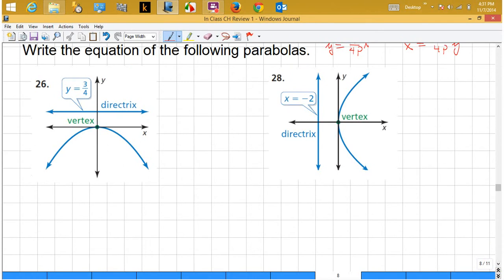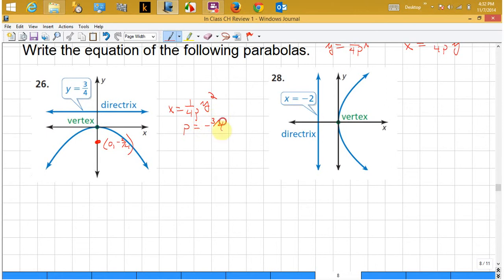So on this first problem, we can see that the parabola is opening down. So I know that this is going to be an x is equal to 1 over 4p times y squared equation. And what I need to do is find p. Well, if the directrix is up here at 3/4 away from the vertex, then the focus would have to be down this direction. And its coordinates would be 0, negative 3/4. So p would be equal to negative 3/4.